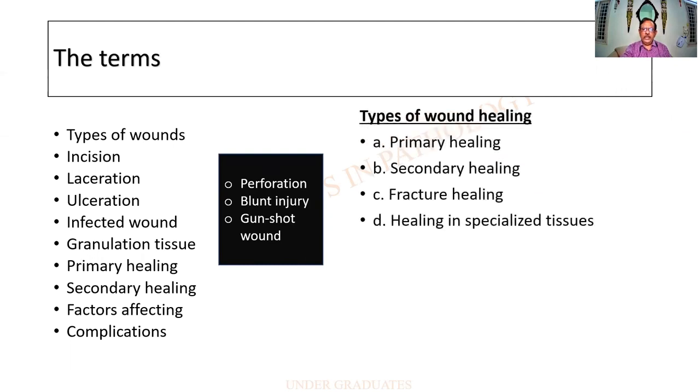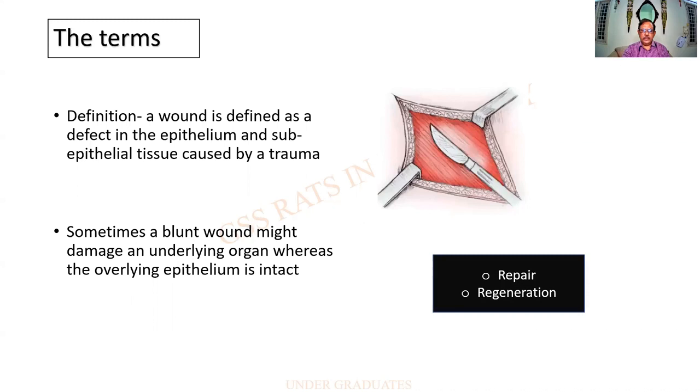The types of wound healing include primary healing, secondary healing, fracture healing, and healing in specialized tissues. For the day, I shall be covering primary and secondary healing alone. Let us understand the terms.